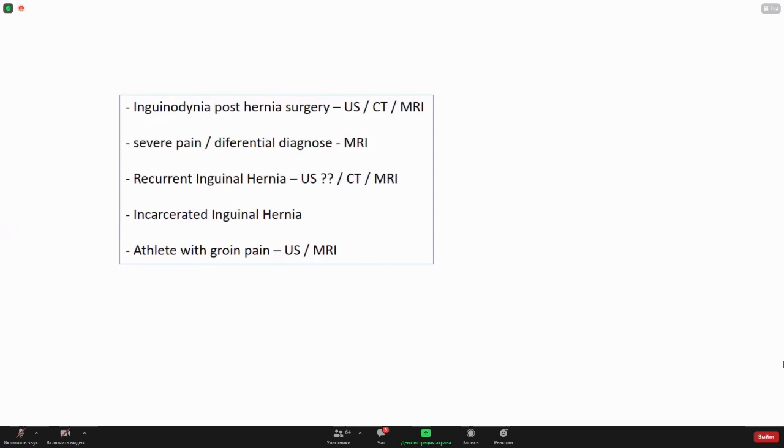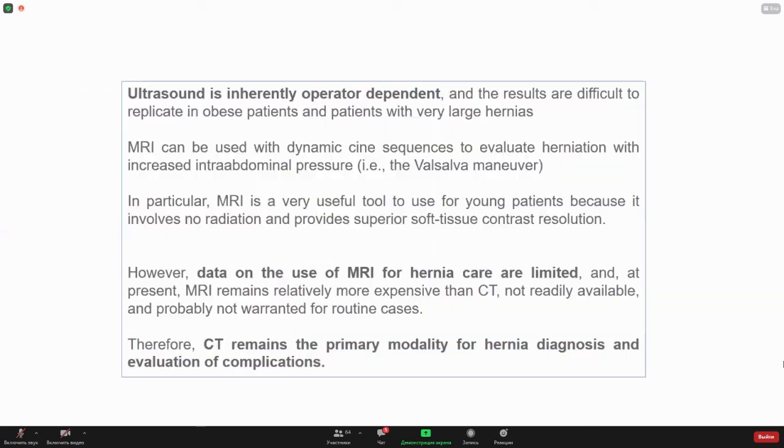And my experience in Portugal is that we normally solve these problems with just ultrasound, sometimes with CT. We are using much more CT now. We are not using the MRI very often for the follow-up. And of course, we have the situation of groin pain in athletes. I pass this because we are out of time.